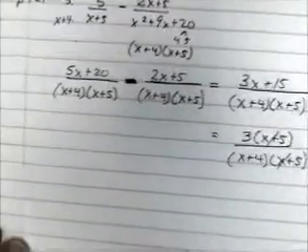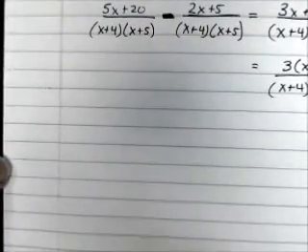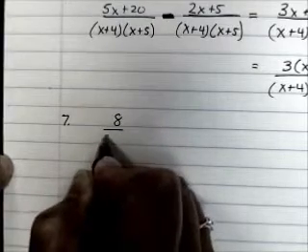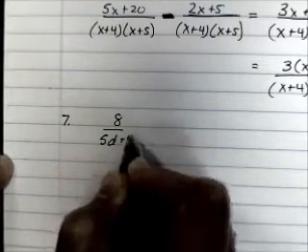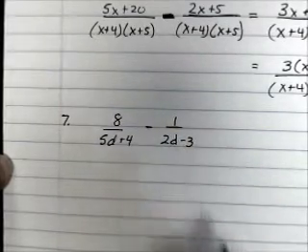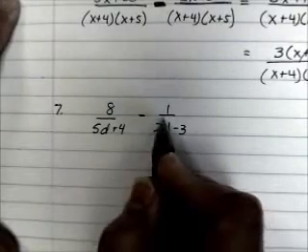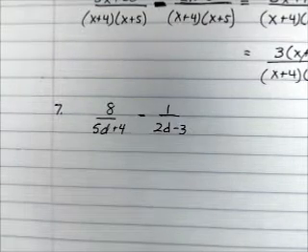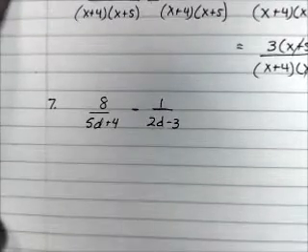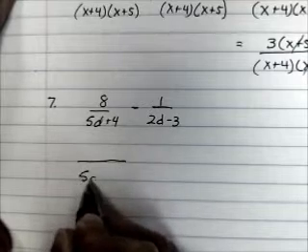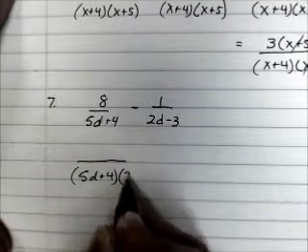And the last problem, another subtraction problem. This is numbered 7. And it is 8 over (5d plus 4) subtract 1 over (2d minus 3). We look at these denominators. Neither one is factorable, and they don't have anything in common at all. So the least common denominator here of these 2 fractions would be their product. So (5d plus 4) times (2d minus 3).